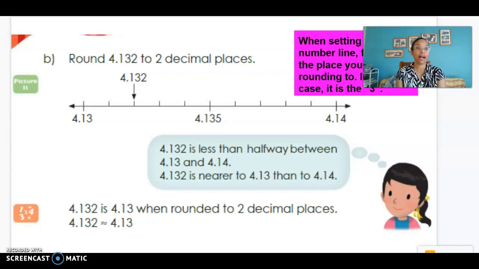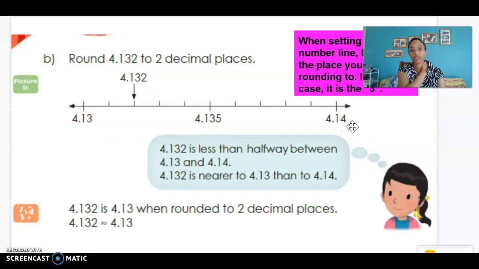So first, we have to set up the outer bounds of our number line. When we do that, we want to focus on the place we are rounding to. In this case, we're rounding to 2 decimal places, or the 3, right here. Notice how my left outer bound, the lower number, is 4.13. I've just copied the same number I'm about to round, but I've taken away the last place. Notice that this number is the same as this one, but I just go up 1 step.